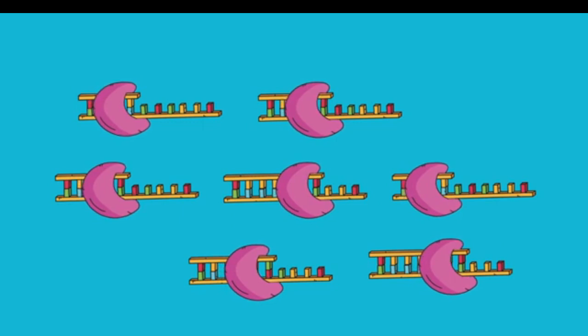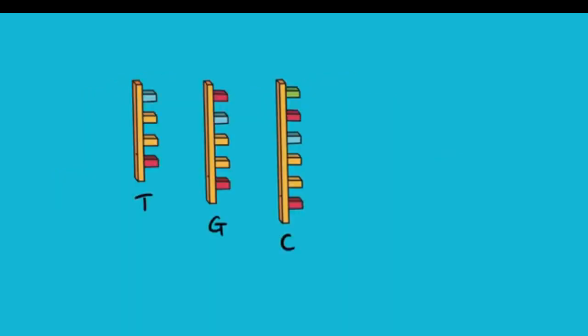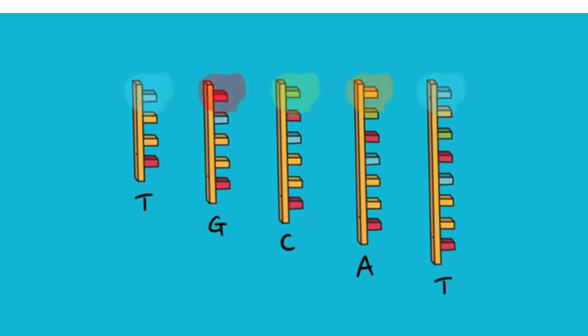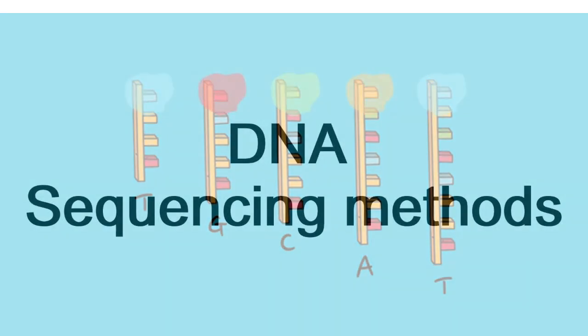This reaction is repeated until the sample contains the fragments of all different lengths, each terminated by a fluorescently labeled dideoxynucleotide. When the fragments are separated by size, the dyes can be read in order to give the sequence of the template DNA.